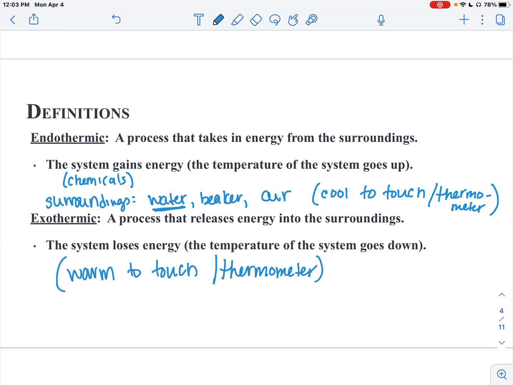So when we get to those potential energy diagrams, you will see that in an exothermic process, the actual system, the chemicals, are losing energy. You will see that in the graph. But when you're touching it or taking the thermometer, it's going to appear warmer because as humans, we are just going to be able to make observations of the surroundings. So those are just two very important definitions that I like to get out of the way at the beginning of this because this is the first time we're really talking about heat and how it affects our reactions.